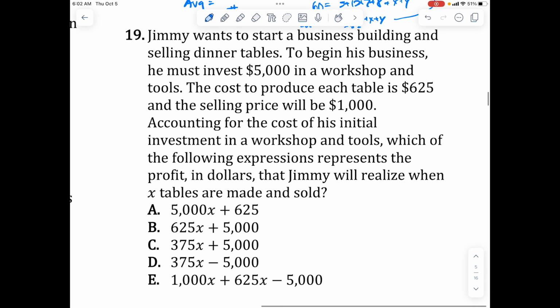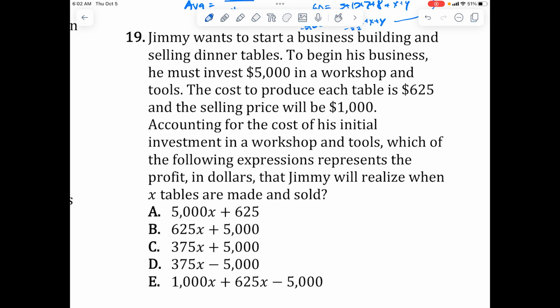Jimmy wants to start a business, and he wants to start a business selling dinner. I think that's a typo. To begin his business, he must invest $5,000 in a workshop and tools. The cost to produce each table is $625, and the selling price will be $1,000. Accounting for the cost of his initial investment in a workshop and tools, which of the following expressions represents the profit in dollars that he will realize when X tables are made and sold?